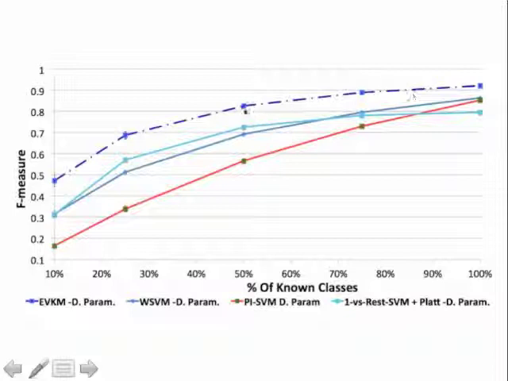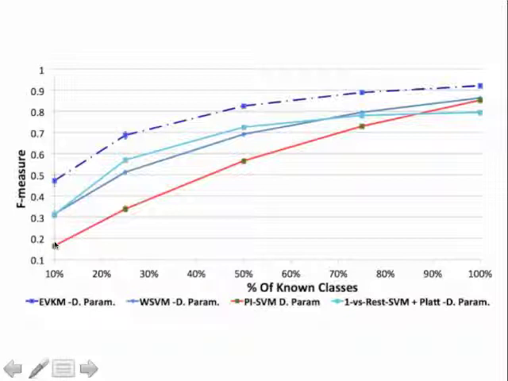This impacts the performance of the EVKM, but not nearly as much as it impacts the performance of 1 versus rest SVM or the WSVM or another open set algorithm that's been recently introduced called the PISVM. And as you get down to only 10%, so you only saw 100 classes, but during testing all 1,000 show up and you have to reject as unknown lots of them, the F measure for the EVKM is still close to 50%, where the other algorithms are down in the 30s or in the teens.